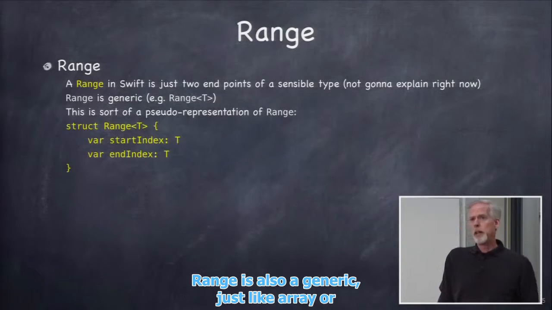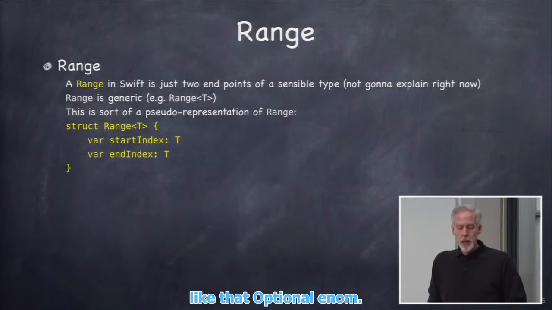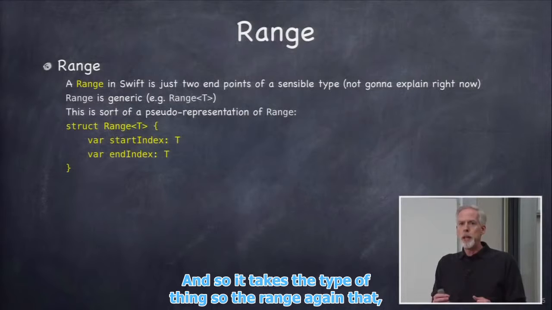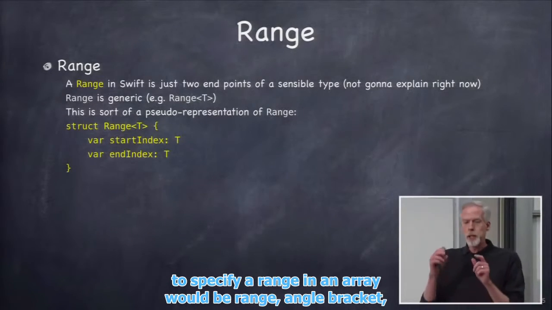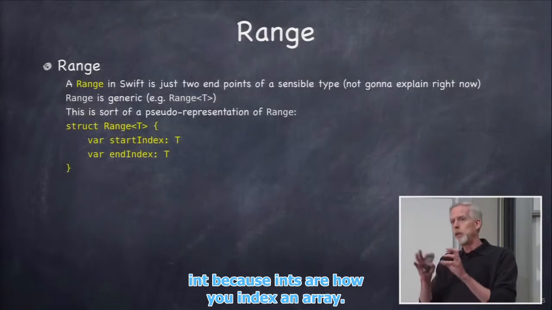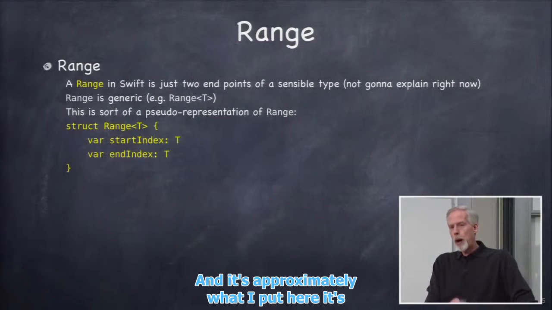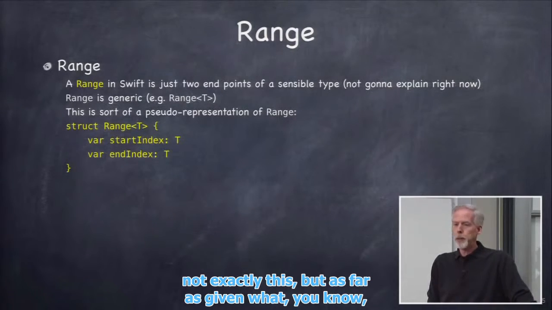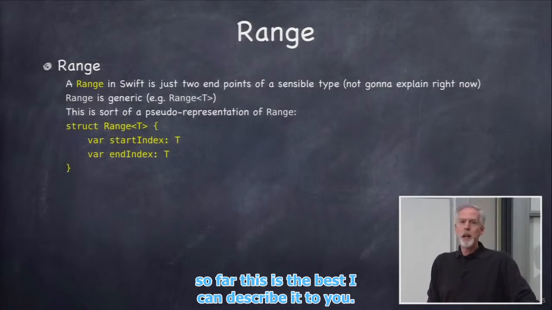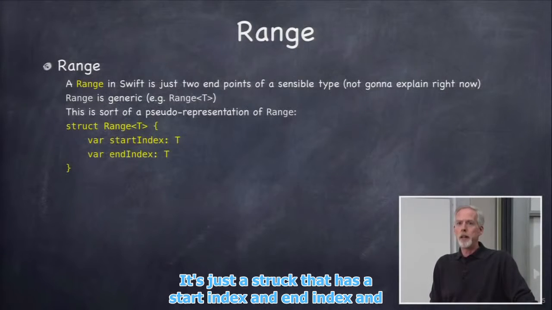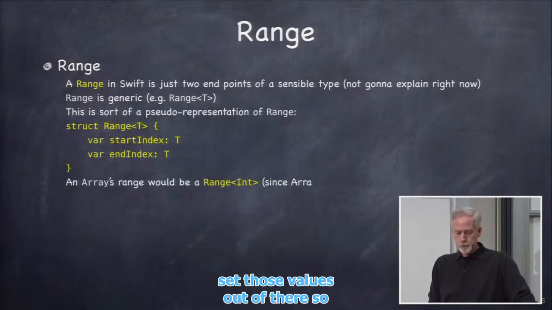Range is also a generic, just like array or like that optional enum. And so it takes the type of thing. So to specify a range in an array would be range angle bracket int, because ints are how you index an array. It's approximately what I put here. It's not exactly this, but given what you know so far, this is the best I can describe it to you. It's just a struct that has a start index and an end index, and you can get those values and set those values out of there.